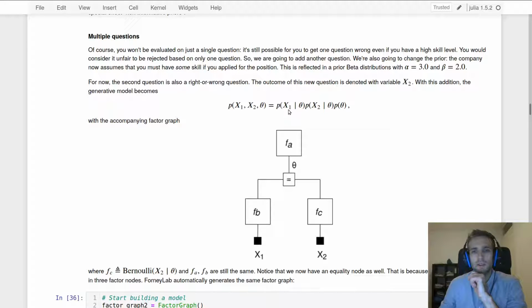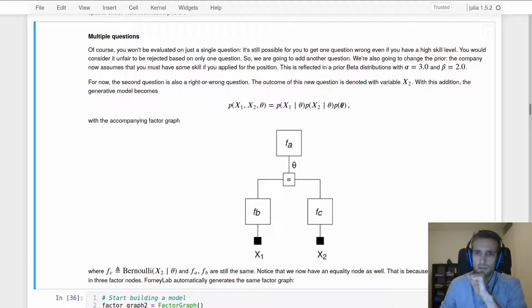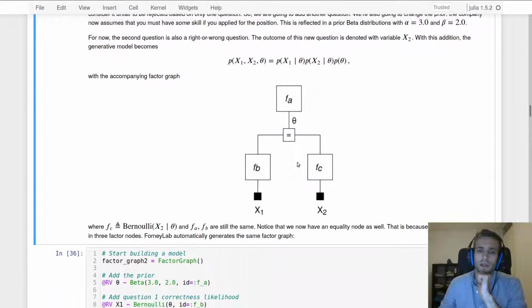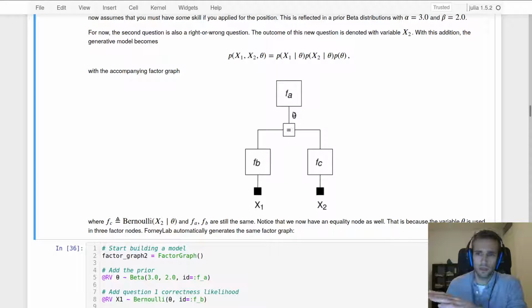We have 2 likelihoods, p of x1 given theta and p of x2 given theta, and then the prior p of theta. If you remember Bert's lecture, you'll see that this theta appears in 3 factors, and therefore we need an equality node. If you want to know more about the equality node, have a look at Bert's lecture. He explains in detail how this works. I'm not visualizing theta prime and theta double prime here. I'm just showing you this specific place for theta.